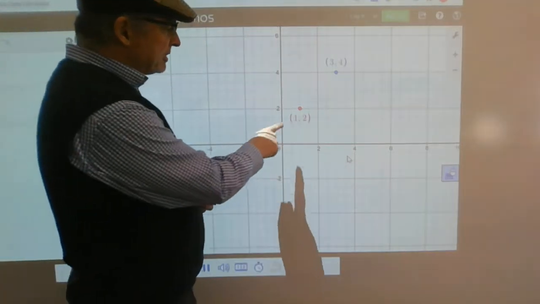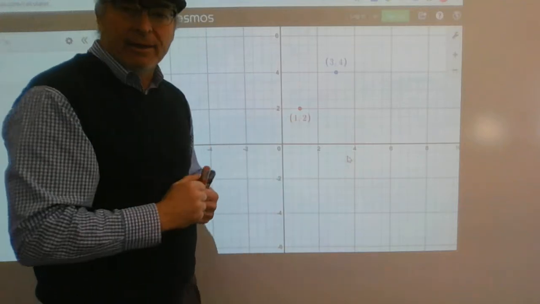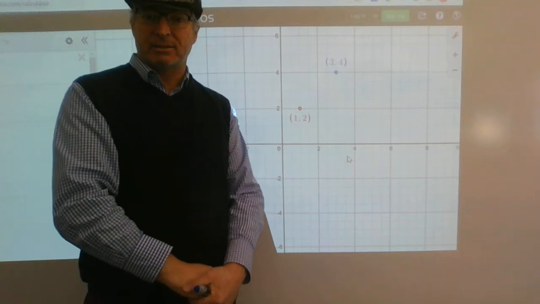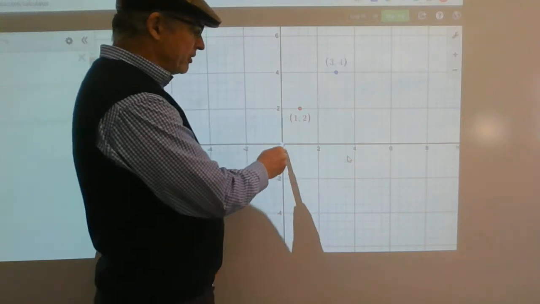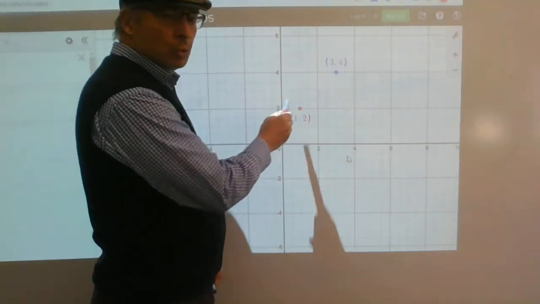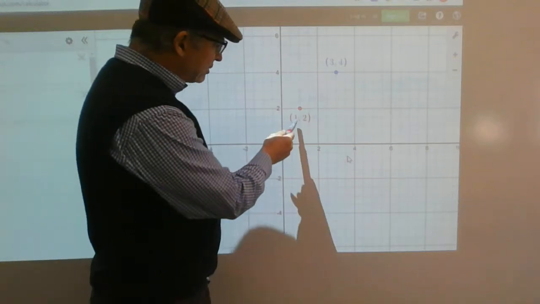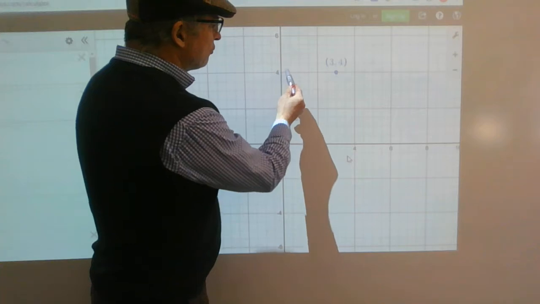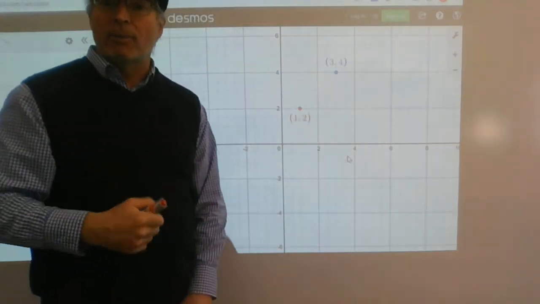And this first number 1 is saying that this point is 1 unit across from the y-axis. Or if you start at the origin, you go across 1 and up 2. But this point is 1 unit from the y-axis. And this point here is 3 units across from the y-axis.